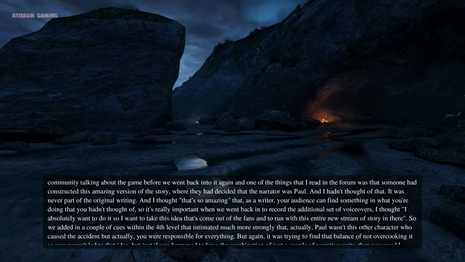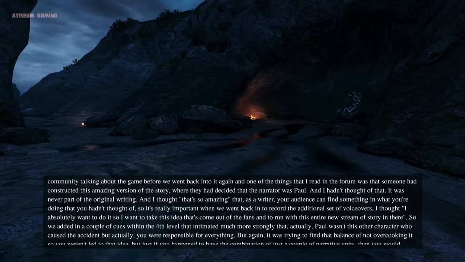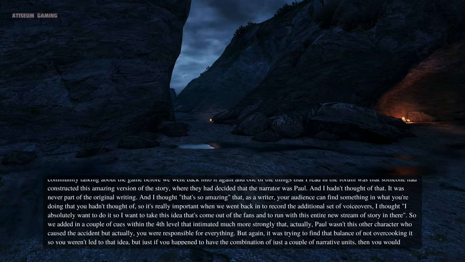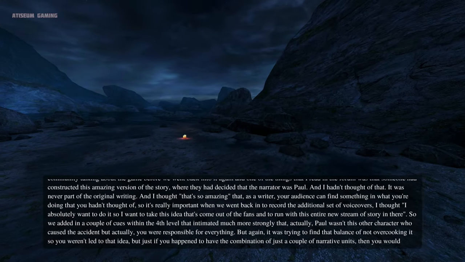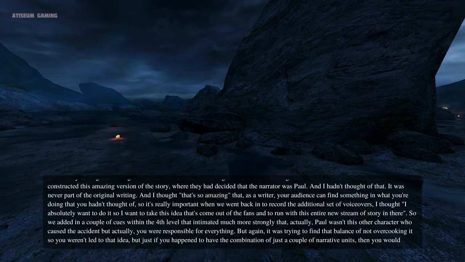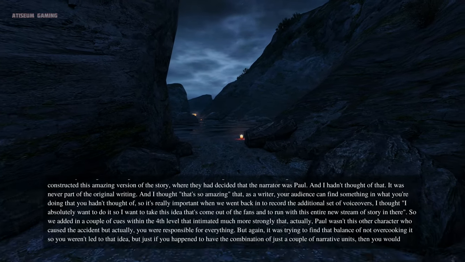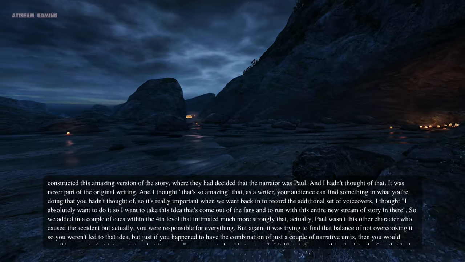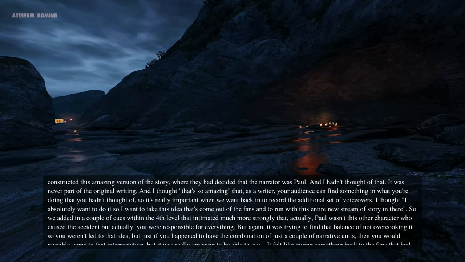And I thought, that's so amazing that as a writer, your audience can find something in what you're doing that you hadn't thought of. So it was really important when we went back in to record the additional set of voiceovers. I thought, I absolutely want to do this. I want to take this idea that's come out of the fans and run with this and add an entire new stream of story in there.